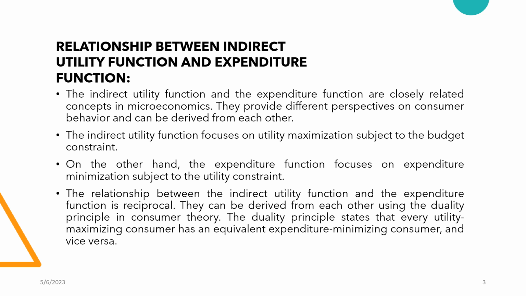There is a relationship between the indirect utility function and the expenditure function. They are closely related. They provide different perspectives on consumer behavior and can be derived from each other. The indirect utility function focuses on utility maximization subject to the budget constraint, while the expenditure function focuses on expenditure minimization subject to the utility constraint. The relationship between the two is reciprocal. They can be derived from each other using the duality principle in consumer theory. The duality principle states that every utility maximizing consumer has an equivalent expenditure minimizing consumer and vice versa.